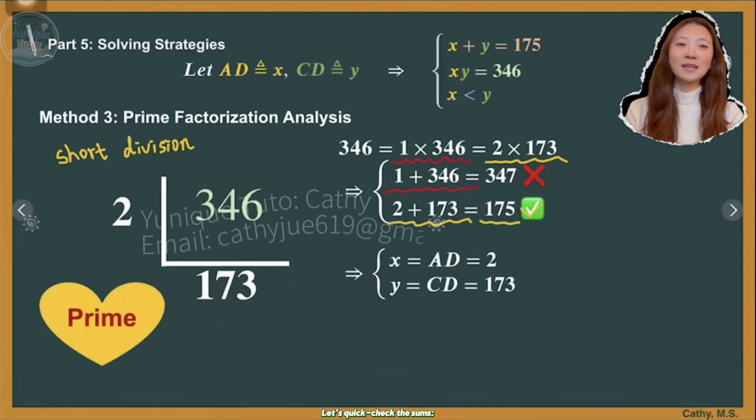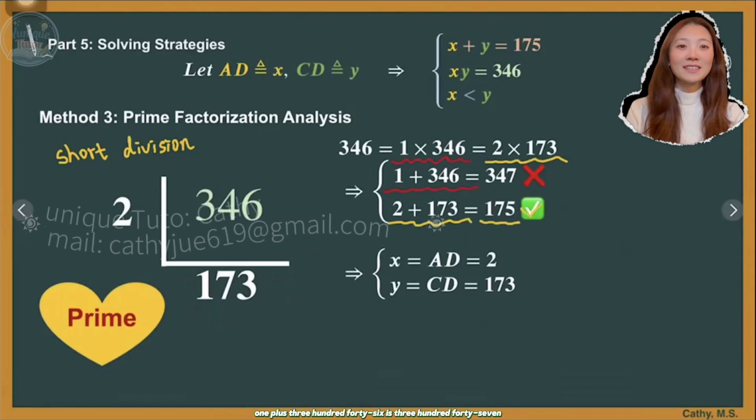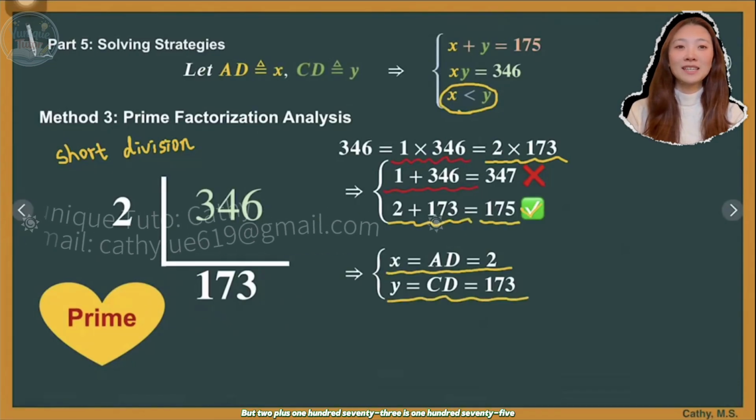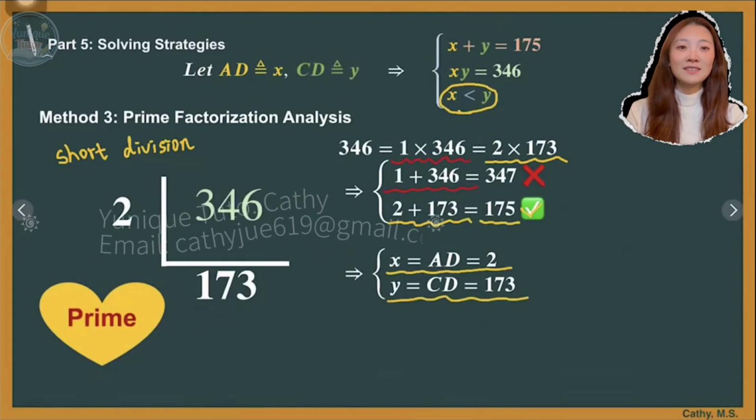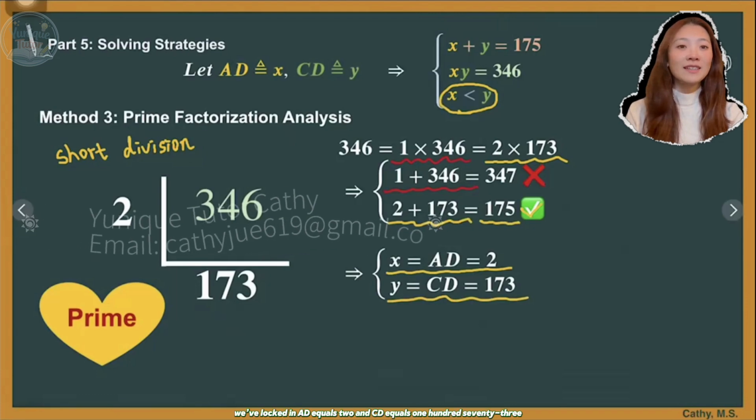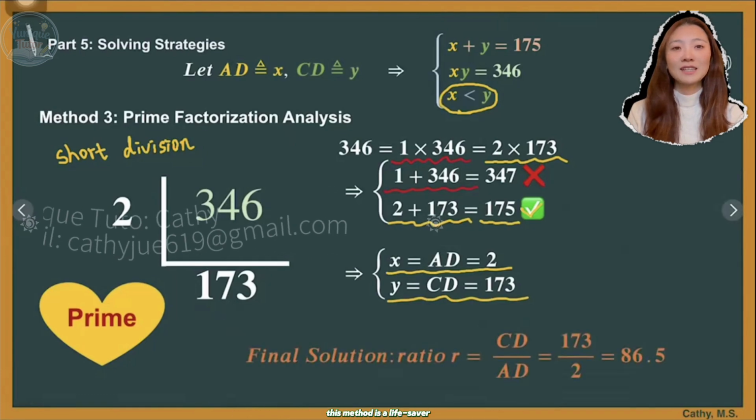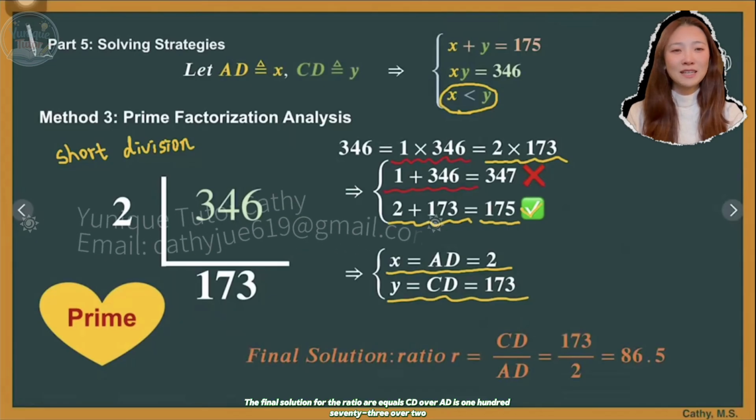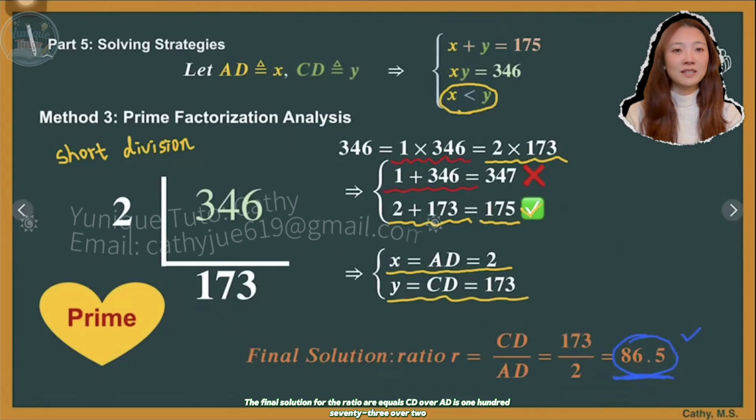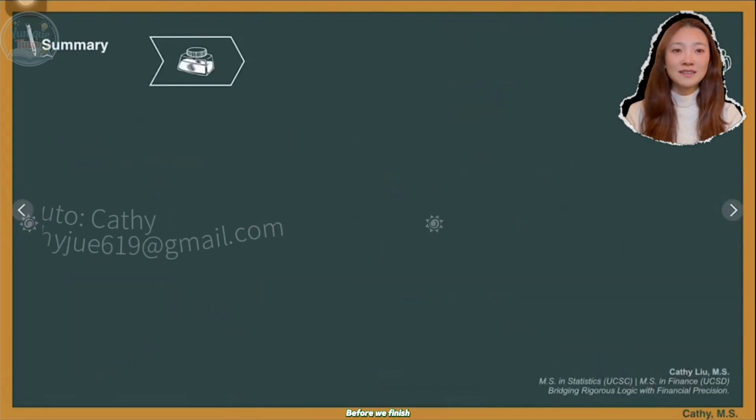Let's quick check the sums. 1 plus 346 is 347, which is no, but 2 plus 173 is 175, a perfect match. In just 2 seconds, we've locked in AD equals 2 and CD equals 173. In a race against the clock, this method is a lifesaver. The final solution for the ratio R equals CD over AD is 173 over 2, which equals 86.5.